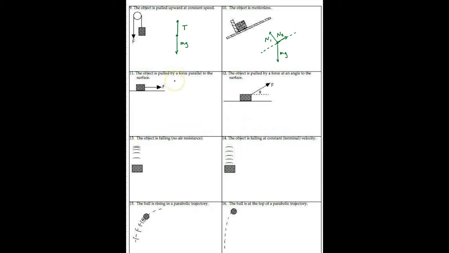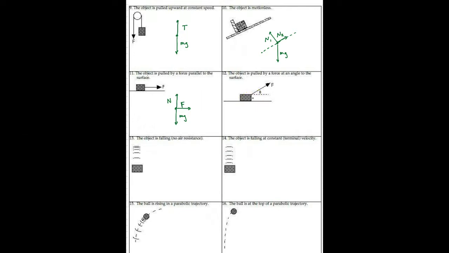Alright, our object is pulled by a force parallel to the surface. We don't say anything about friction, we'll assume there isn't any. So it's interacting with the earth, as usual. It's also interacting with the table and with whatever this pulling force is, whatever object is doing that. So there's a normal force and there's a pull. If it's a pull rather than a push, it's a tension. The diagram named it F though, so I'll go ahead and name it F.